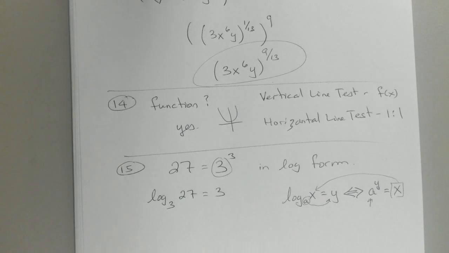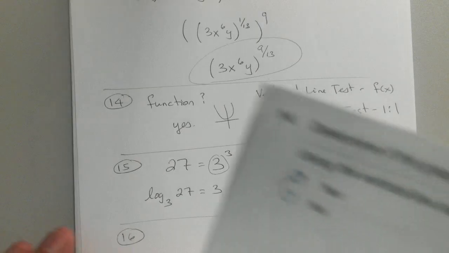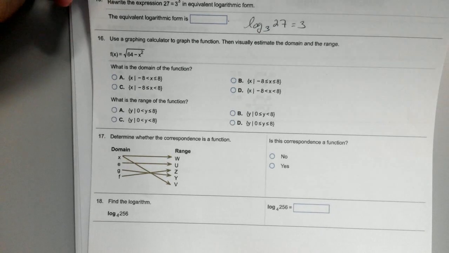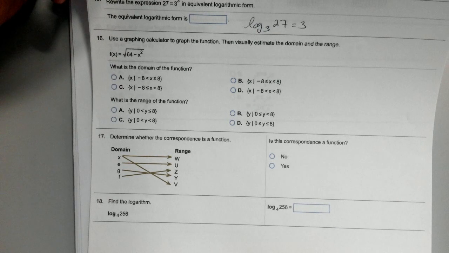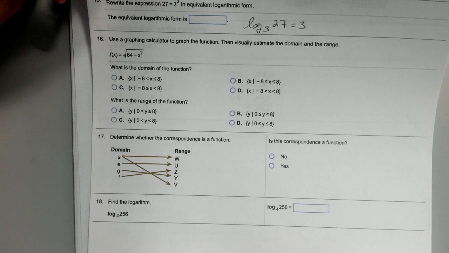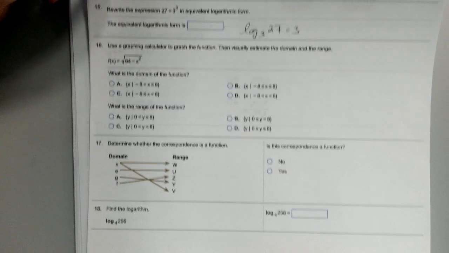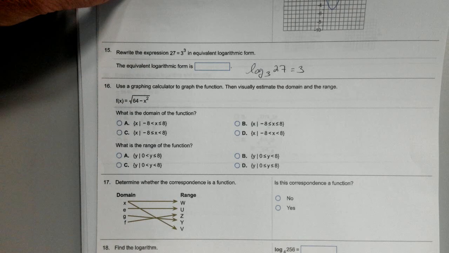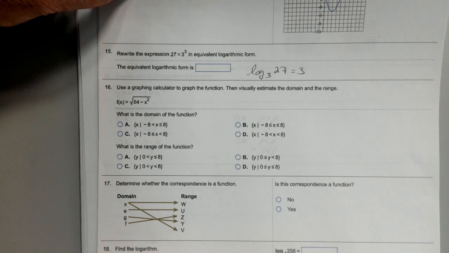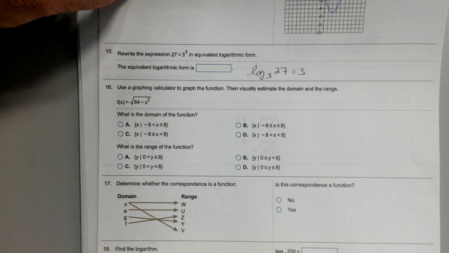So far, everybody okay with this? Not as scary now, is it? Number 16. Use a graphing calculator to graph the function. Then visually estimate the domain and range. Actually, do it without a calculator. You pretty much know what it looks like.